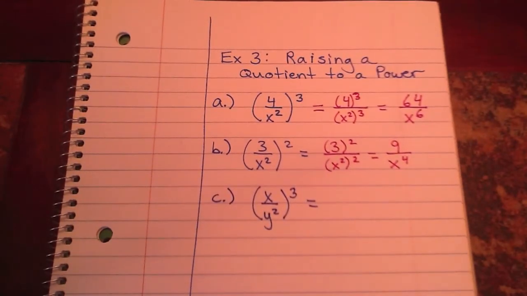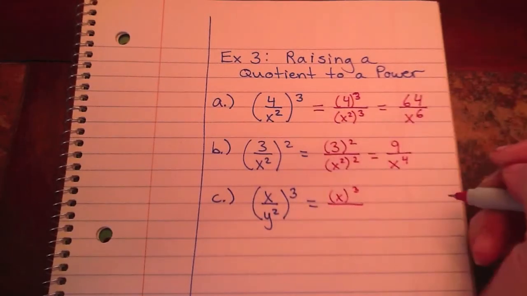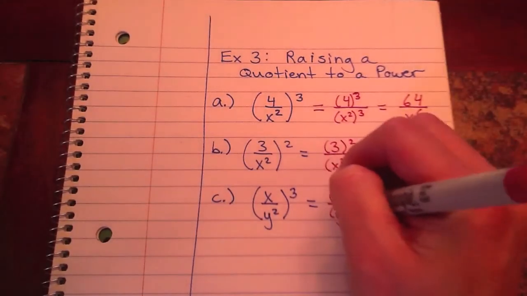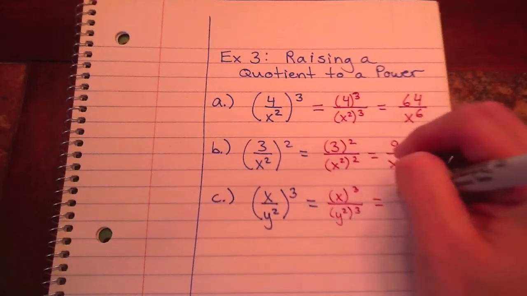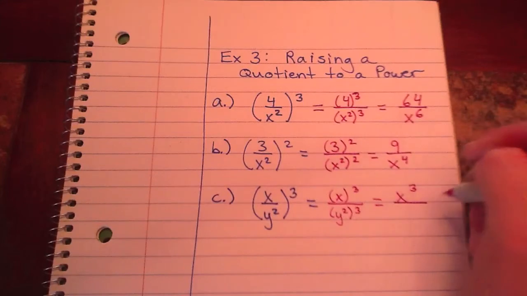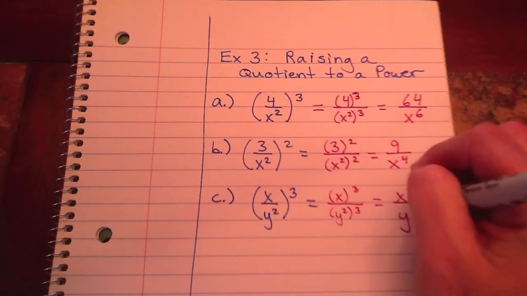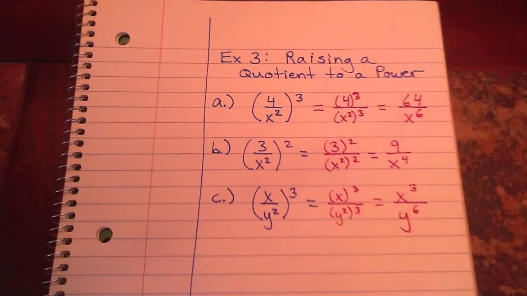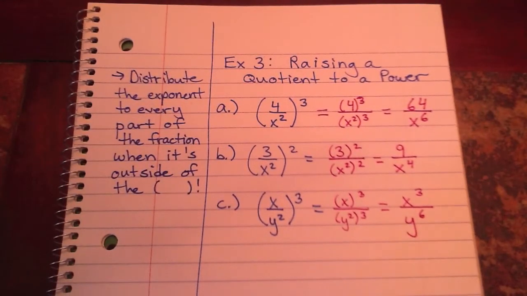Another example, same type of thing, just practicing it a few times. So I have x to the first power cubed over y squared cubed. I end up with x cubed over 2, 2, 2. So y to the 6th. And I'm done. Write this on the left and hit play when you're ready to move on to example 4.